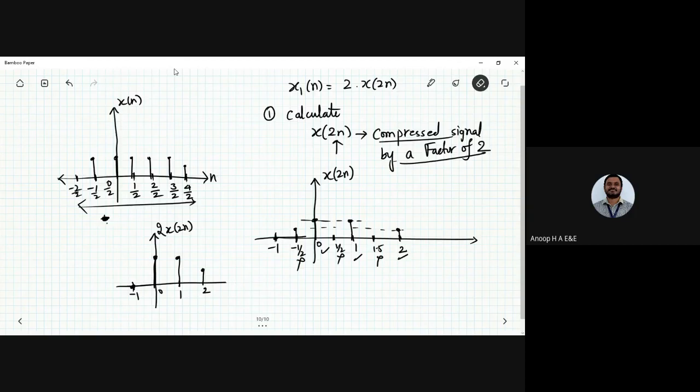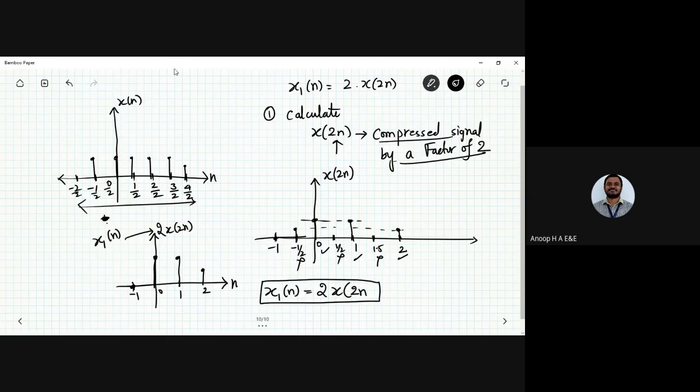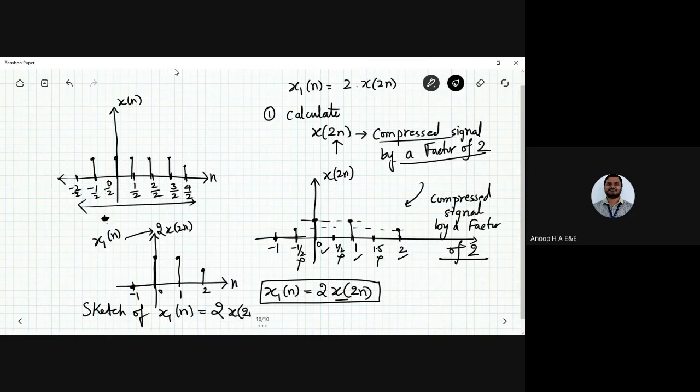So this is one thing that you are going to observe here carefully. This is the sketch of x1 of n. So x1 of n is 2 times x of 2n. Clear? So x1 of n equals 2 times x of 2n. The x of 2n is the signal that you have sketched. It's a compressed signal by a factor of 2. So this is the sketch of x1 of n, that is 2 times x of 2n.